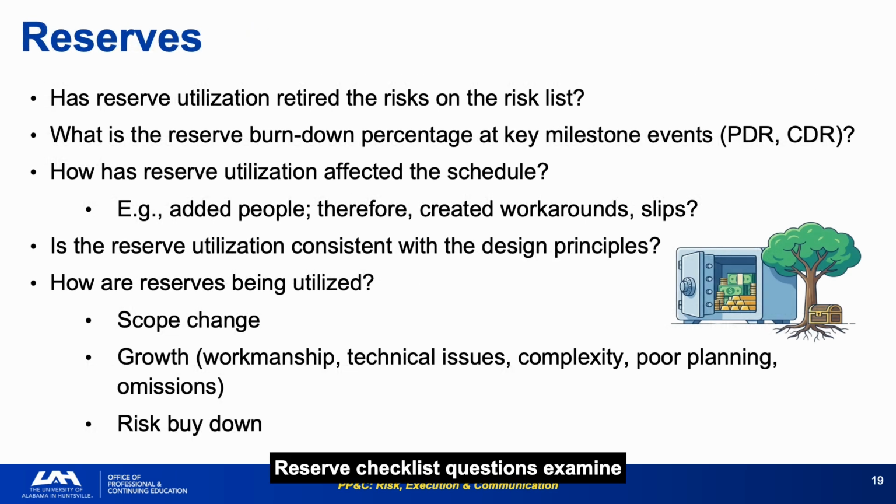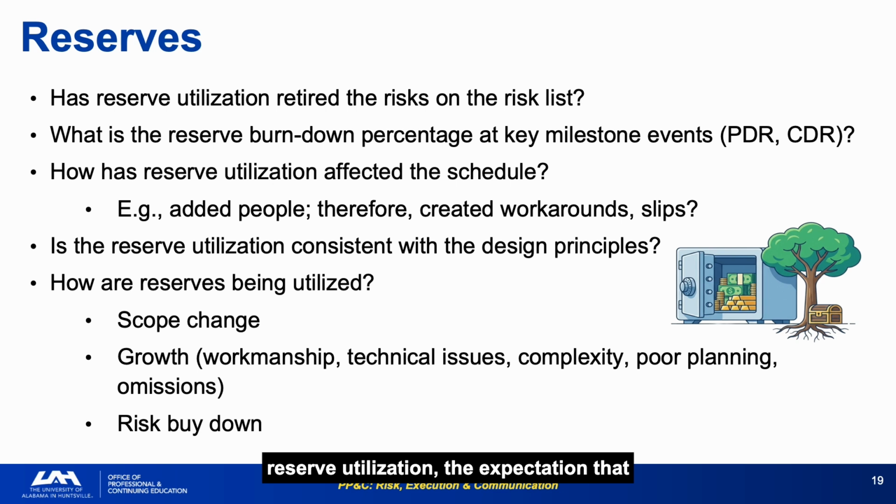Reserve checklist questions examine whether utilization has retired the specific risks on the risk list, what the burn-down percentage looks like at key milestones, whether utilization is consistent with design principles, and what category of use, scope change, growth, or risk buy-down, the reserves are being consumed against. The distinction between reserves used for risk buy-down versus reserves used to cover growth is analytically critical. Buy-down reserves reduce the forward risk posture, while growth reserves simply cover what has already gone wrong without reducing future exposure.